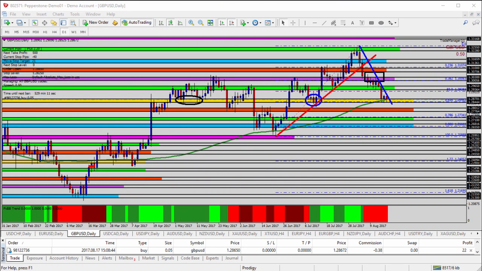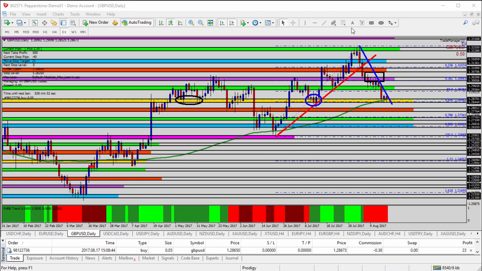Today we're going to be taking a look at the GBPUSD, the Great British Pound versus the US dollar, for today's trade analysis. We're going to start here on the daily time frame. A few things to point out. First off is the longer term trend. We go all the way back into March of this year. We can see that this currency pair has been in an uptrend.